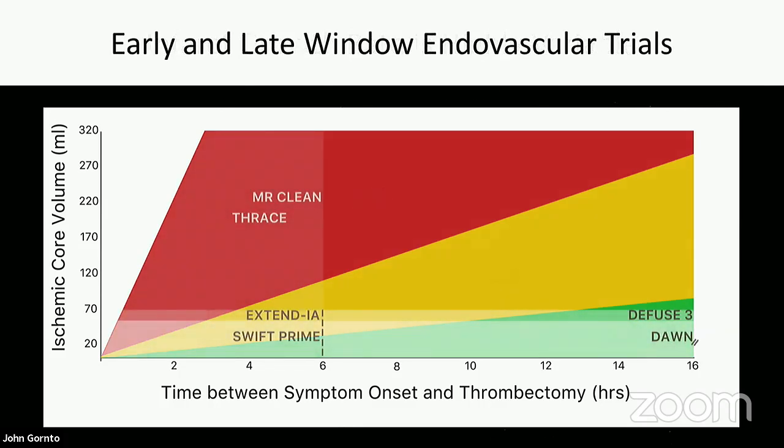So when you overlay the clinical trials onto this graph, you can get a feel for why DAWN and DIFFUSE-3 did so well. They're taking the 50% who grow slowly. So by the time you get out to 6, 8, 10, 12 hours, anybody with a small core is in that green band of a very slowly growing irreversible injury. Whereas in these early window trials, particularly the less selective ones like MR CLEAN or THRACE, you're taking everybody. So that means you're getting that 25% who's growing really fast.